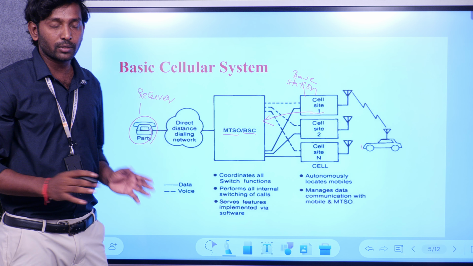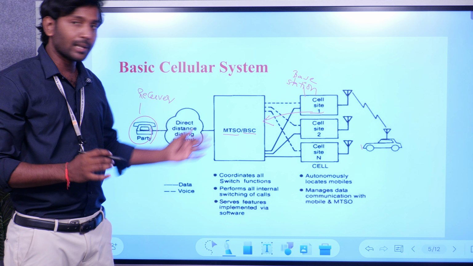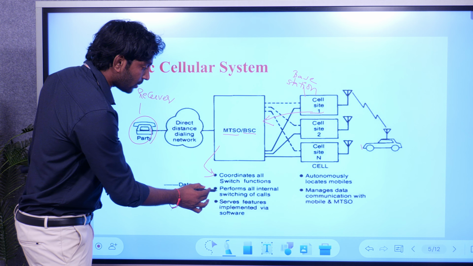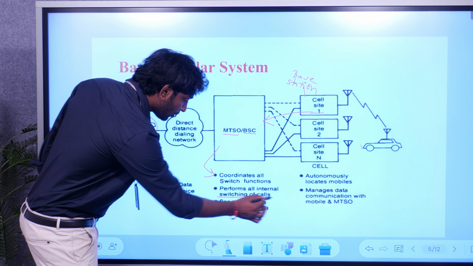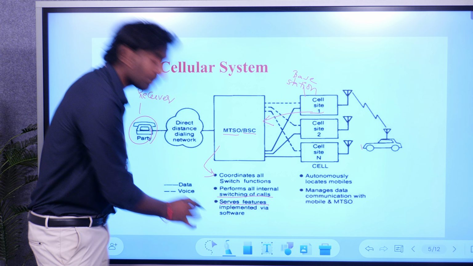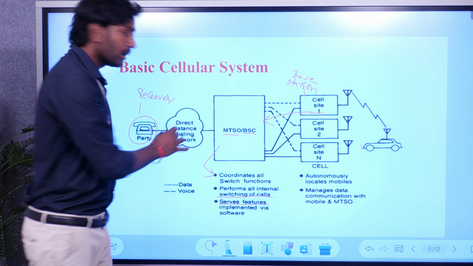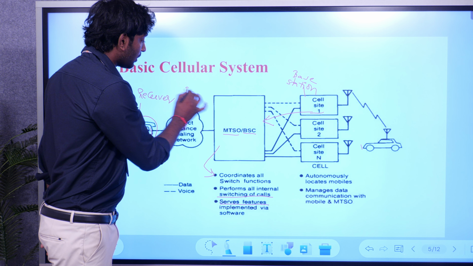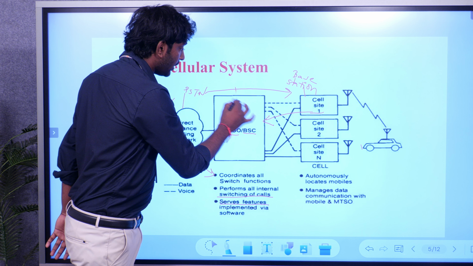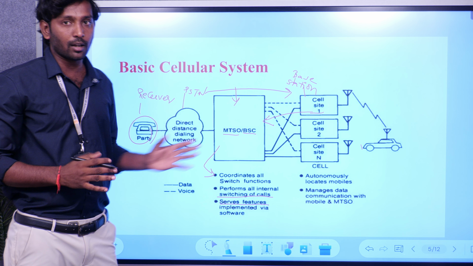MTSO means mobile telephone switching office. MSC is the heart of cellular communication. This MSC coordinates all switching functions, performs all internal switching of calls, and services features implemented via software. This MSC is the medium or channel between the public switched telephone network, PSTN, and the cell site or base station.